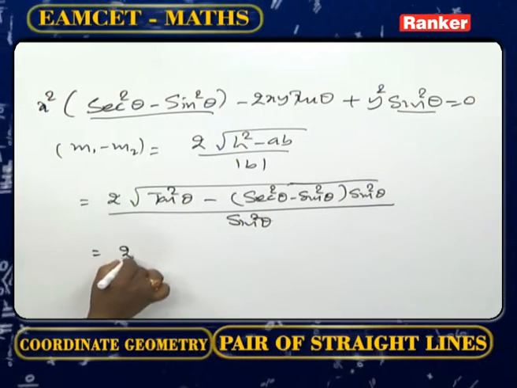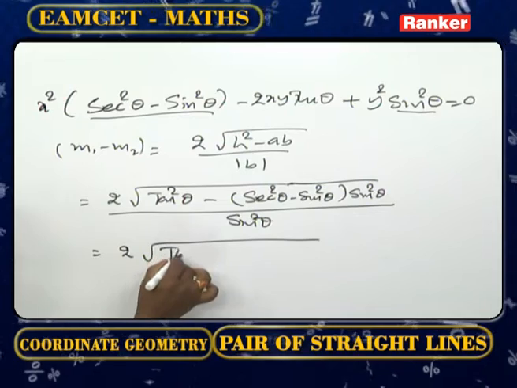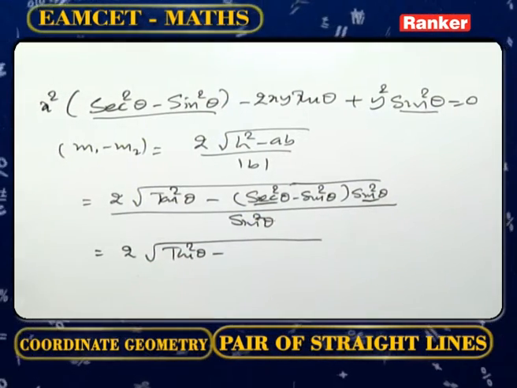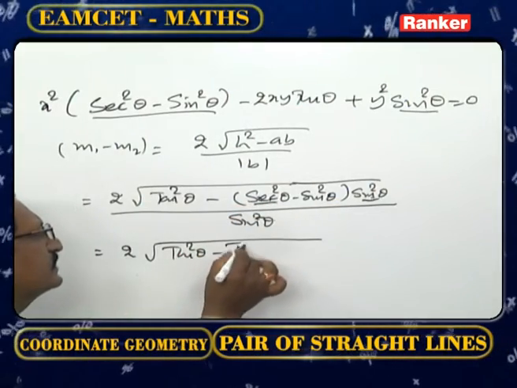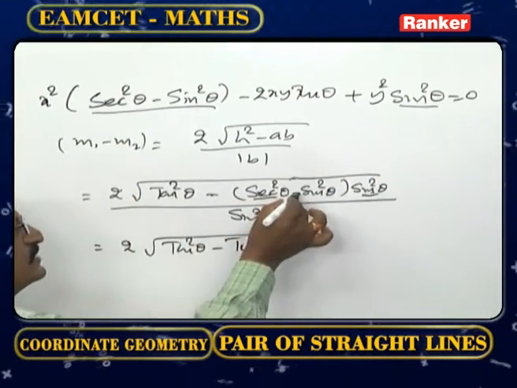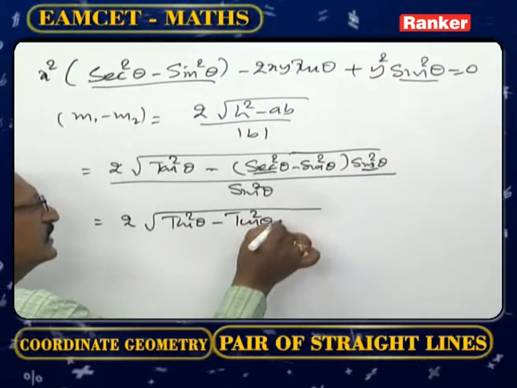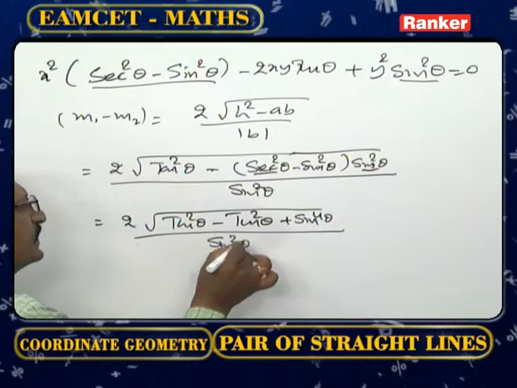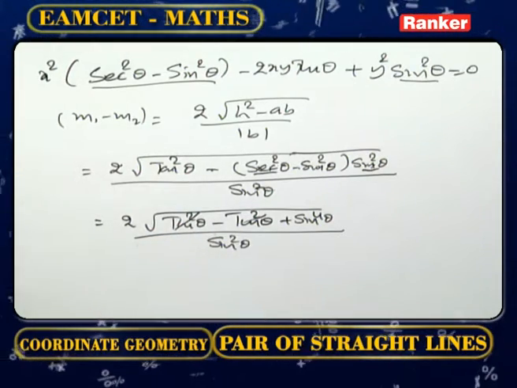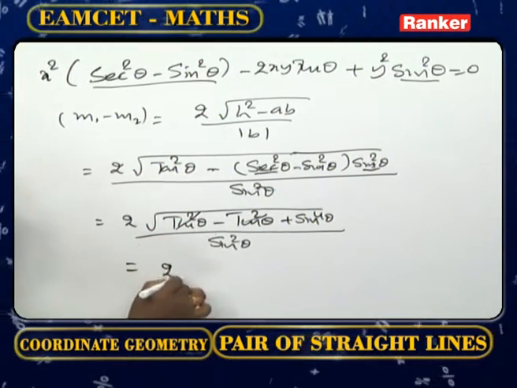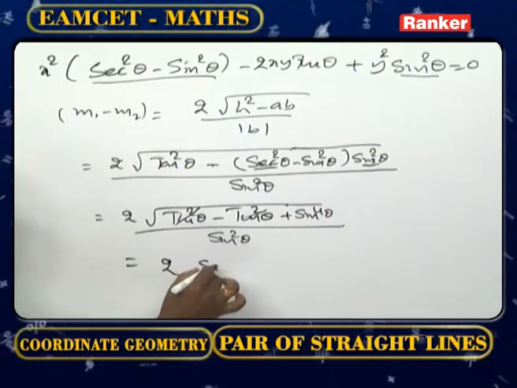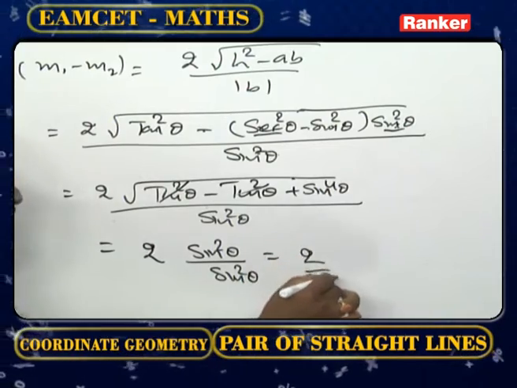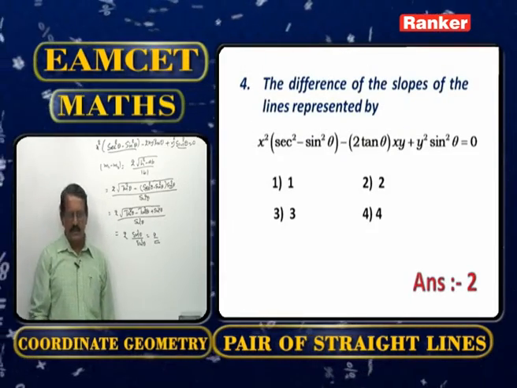Or that equals 2 into square root of tan square theta minus sec square theta into sin square theta. Sec square theta into sin square theta equals tan square theta. Next, minus into minus plus sin square theta into sin square theta, sin to the power of 4 theta, whole by sin square theta. Now, plus tan square theta minus tan square theta get cancelled, or that equals 2 into square root of sin to the power of 4 theta by sin square theta. Sin square theta also gets cancelled, equals 2. Now, the answer is 2. Now, the next question.